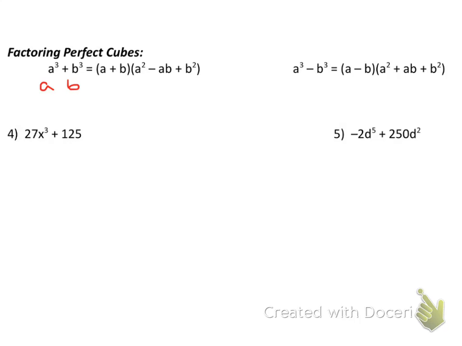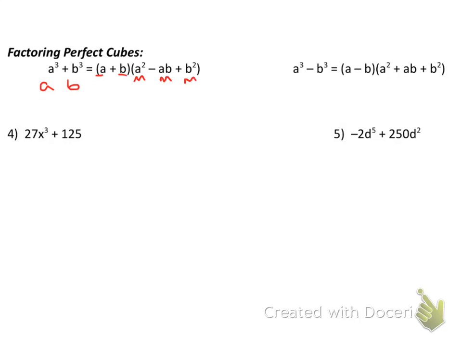And perfect cubes, sum and difference of perfect cubes, will always factor as a binomial and a trinomial. And the binomial is always going to be the cubed root of those first two terms. And then we're going to multiply those first two terms together in every way that we can. So a times a will give us a squared, a times b, and then b times b.